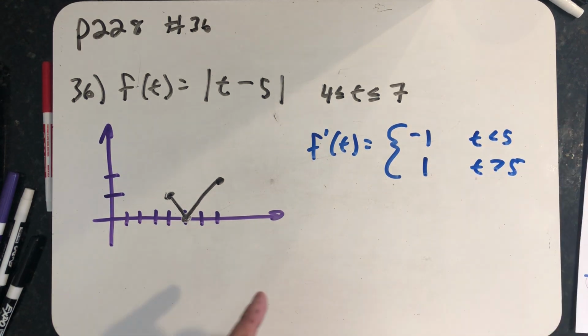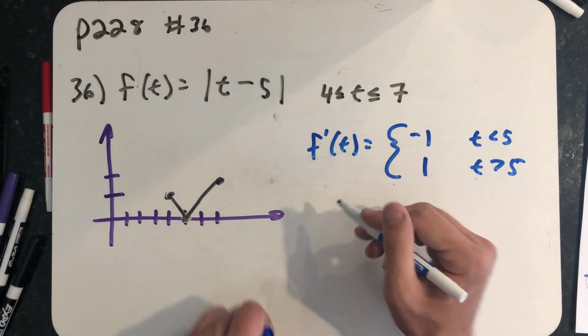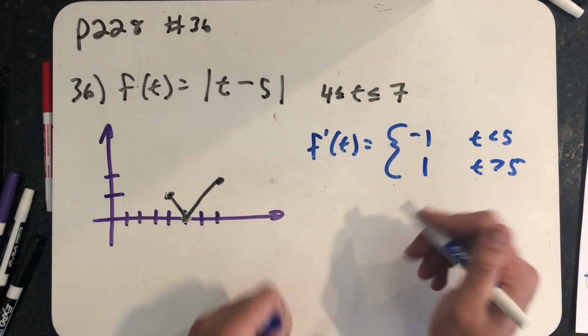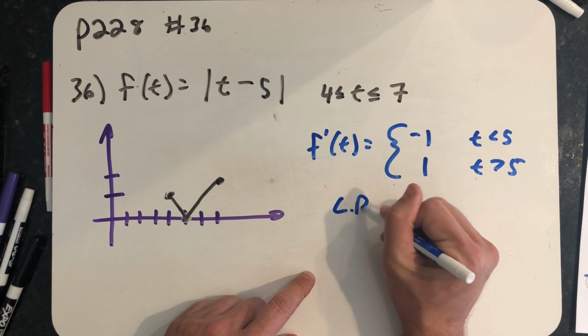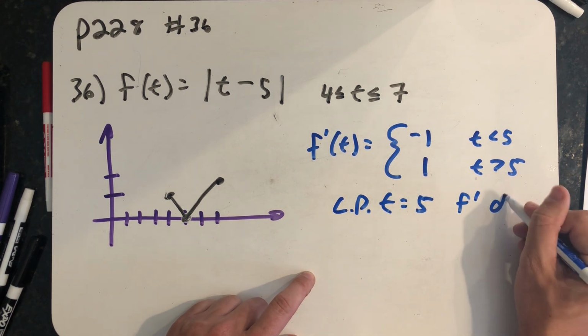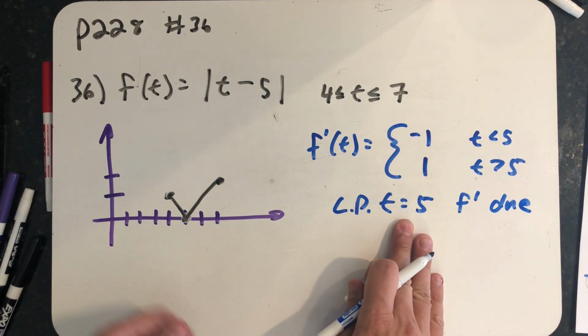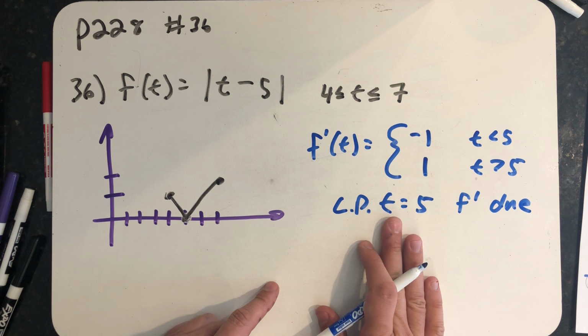Right? And right there, I know at that sharp spot, my derivative doesn't exist. There are no places where my first derivative is equal to 0. The only critical point is at t is equal to 5, where f prime does not exist. So I need to check my function values at the 2 endpoints and at that one critical value.